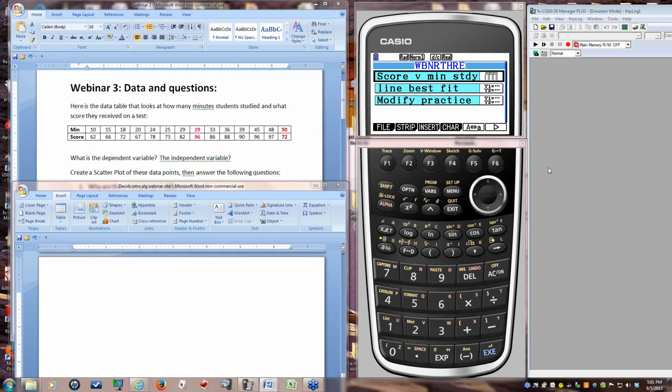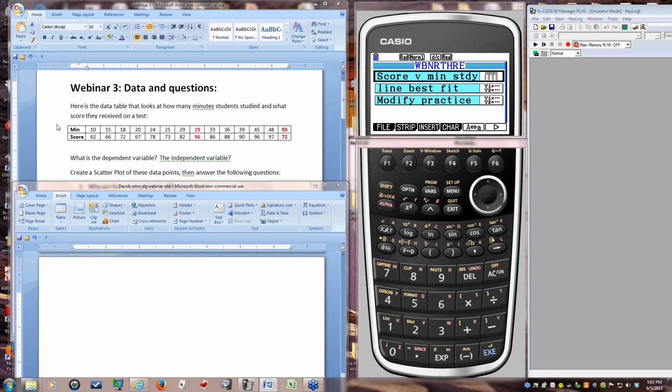So this webinar is looking at some data and scatter plots and lines of best fit. As you can see from my Prism emulator, I'm going to do some line of best fit, and I've got modified practice on there. In the other webinars that I've done, I've had a number of different questions that we've explored on previewing calculus and some other topics. In this webinar, it's going to be a little bit different. We're really going to spend most of the time just looking at this data. We're going to look at it in two different ways.